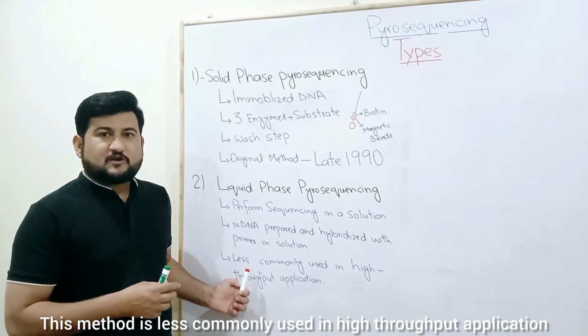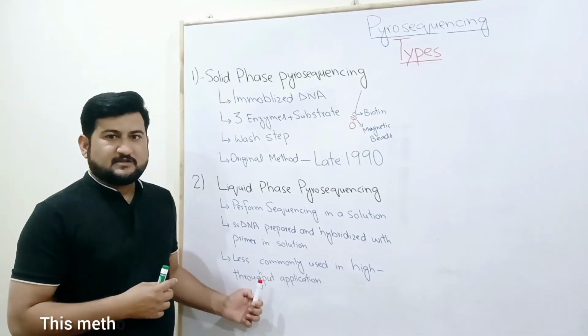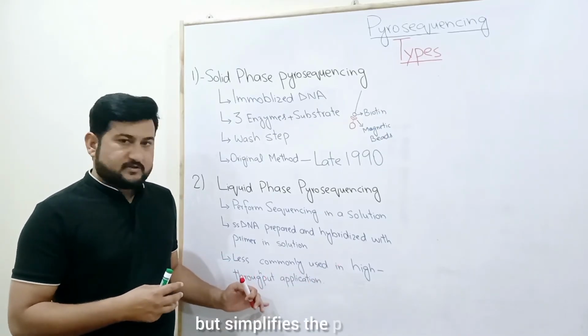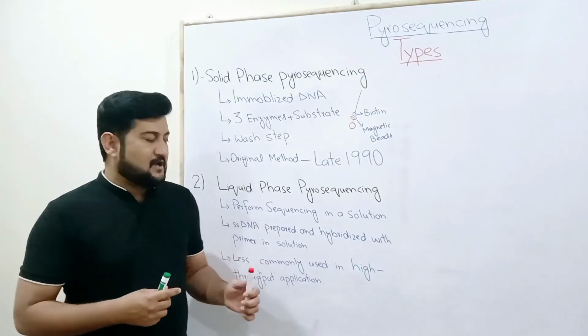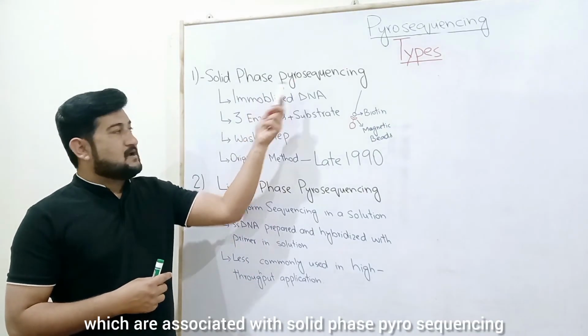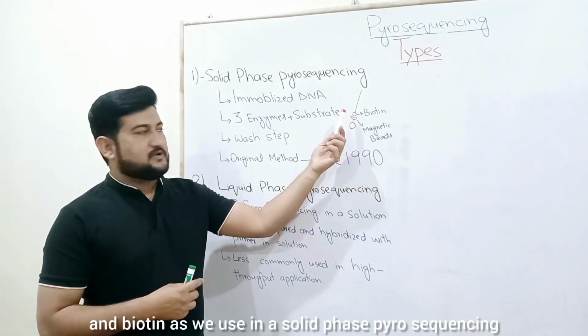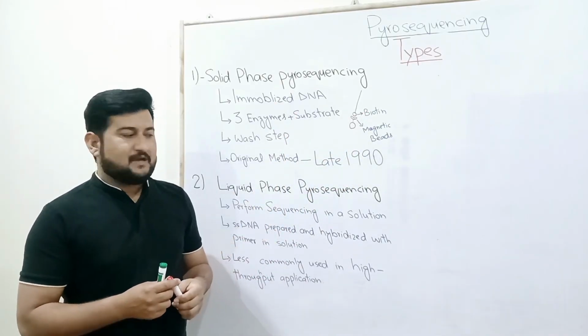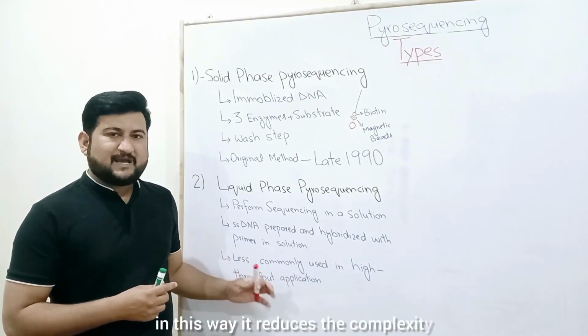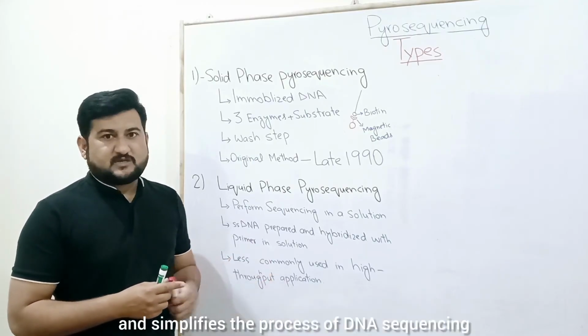This method is less commonly used in high throughput applications but simplifies the process and reduces the complexity associated with solid phase pyrosequencing, because there is no use of magnetic beads and biotin as we use in solid phase pyrosequencing. In this way, it reduces the complexity and simplifies the process of DNA sequencing.